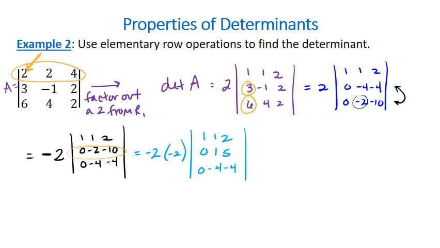And I'm going to do the same thing with this third row. I'm going to factor out -4. So I have -2 times -2 times -4.